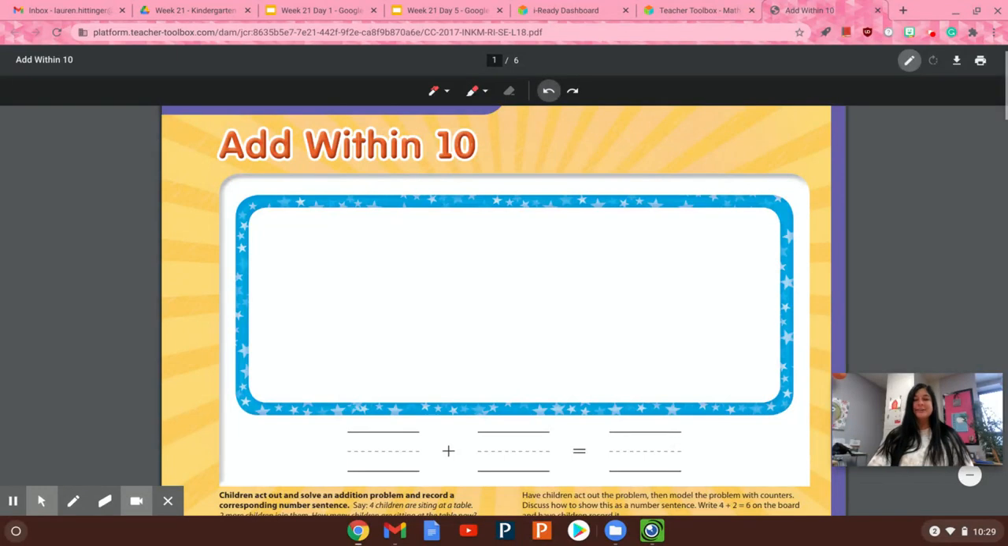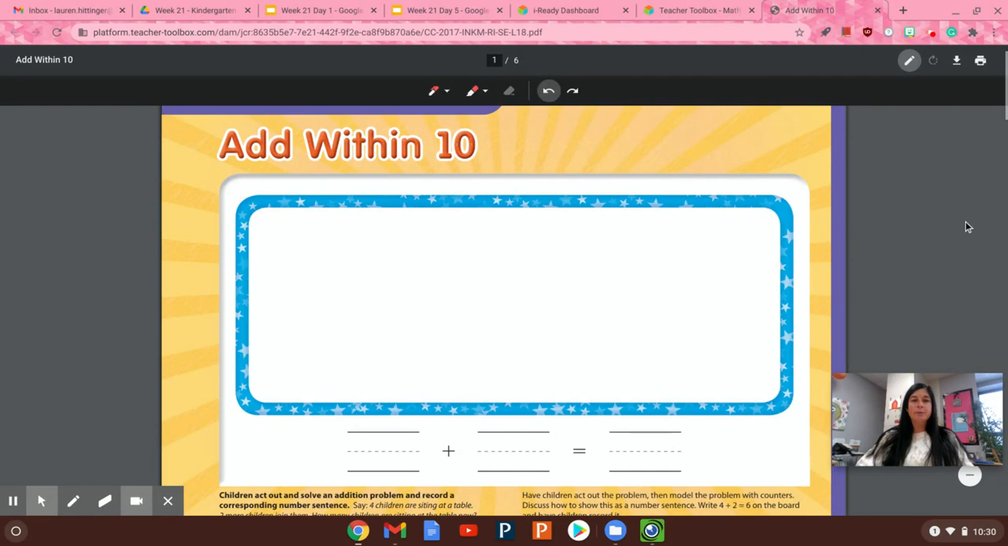All right, guys, we're going to do some math together. This week's math lesson is going to be focused on adding within 10, which at this point shouldn't be too difficult for us because we've done adding within 5. So now we're just extending our numbers all the way up to 10. So you're not going to be going higher than 10. We're just adding within 10.